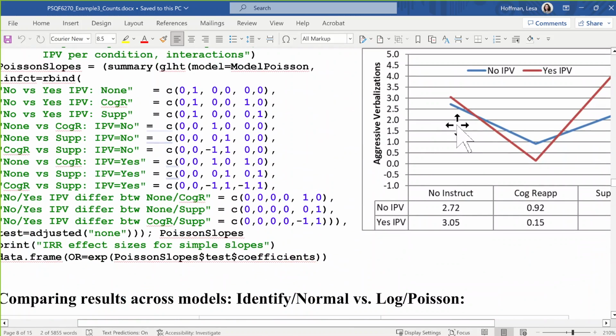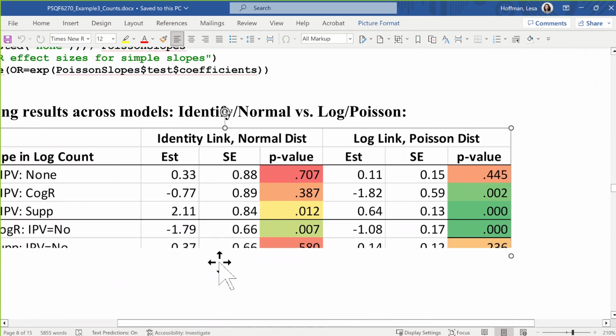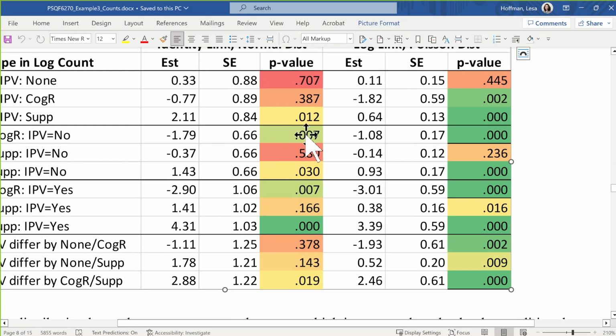Here's the same picture that I showed you before as to what the patterns of the interaction happen to be. It looks like the effect of suppression rather than cognitive reappraisal or the control group is bigger if you have a history of interpersonal violence than if you don't. So that's my take on the interaction term. And the comparison slide that I showed you before.